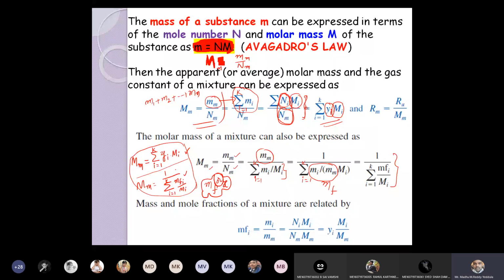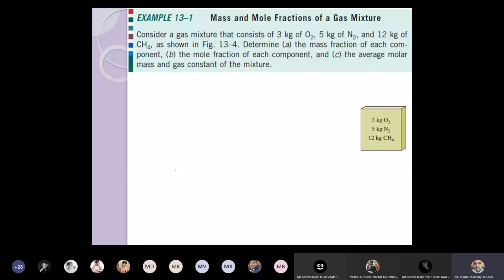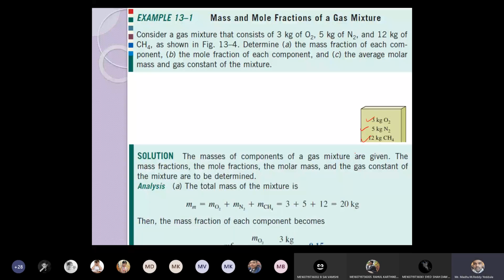Clear now? Now I'll go to the problem. First problem, all of you please go through the problem. A gas mixture consists of three gases: oxygen, nitrogen, and methane. CH4 is called methane. It consists of 3 kg of oxygen, 5 kg of nitrogen, and 12 kg of methane.